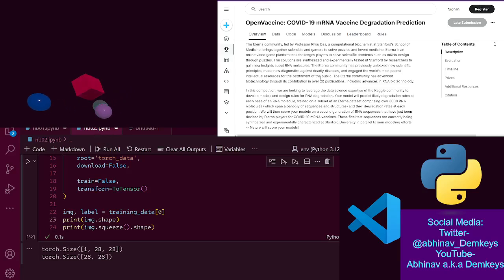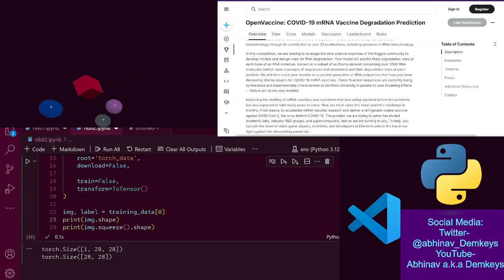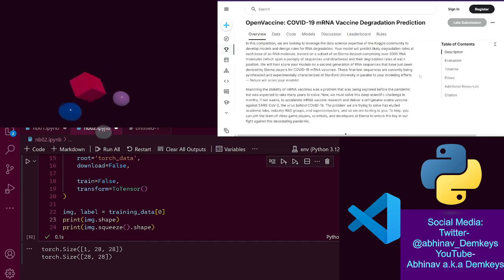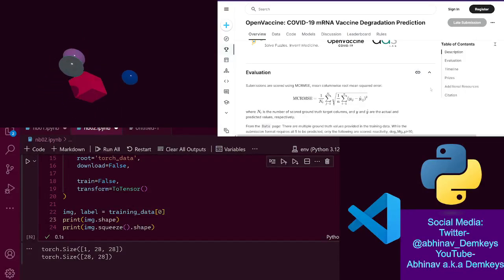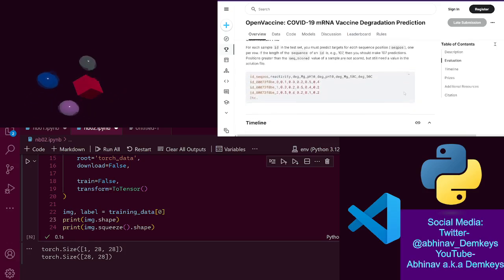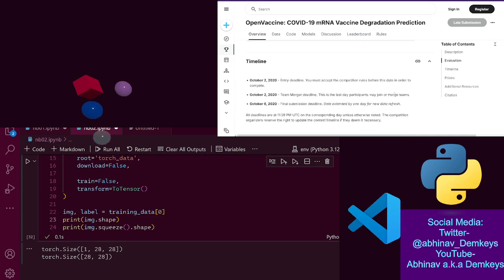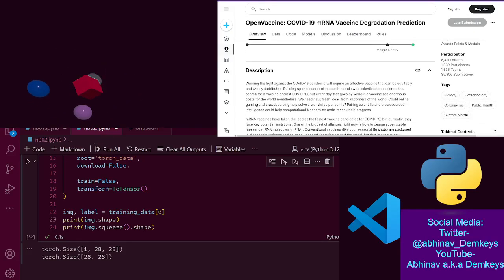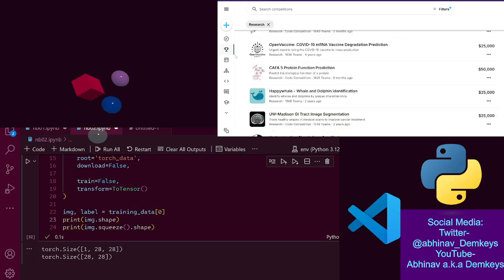To develop models and design rules for RNA degradation, your model will predict likely degradation rates at so and so. Yeah, I still can't tell. I would have to read this whole thing to understand if this is a made up scenario or if this is a real thing. Is it real world data that's being used? And are people trying to solve a real world problem? Or is it just a made up scenario where we have this vaccine and we are trying to do this kind of research to figure out this thing about the vaccine? You get what I'm saying?